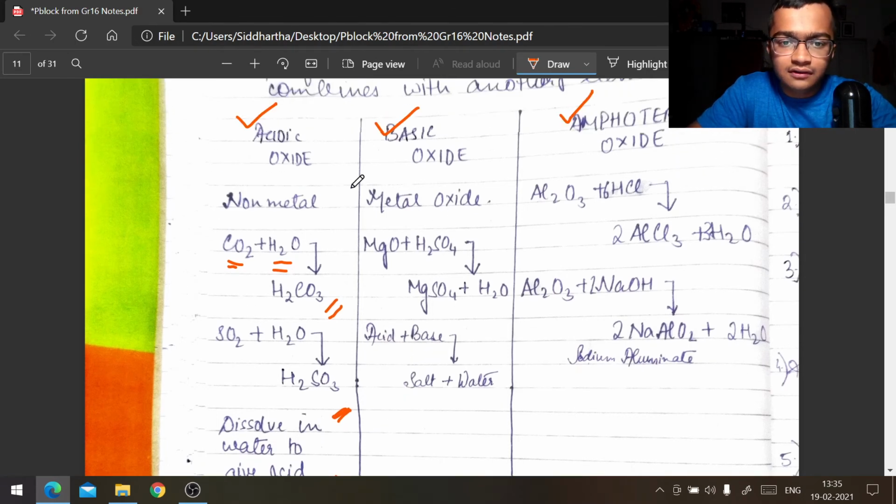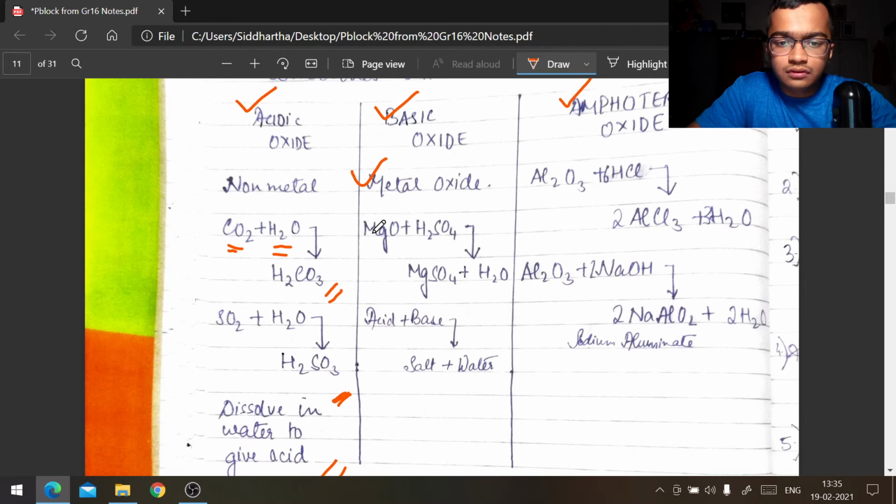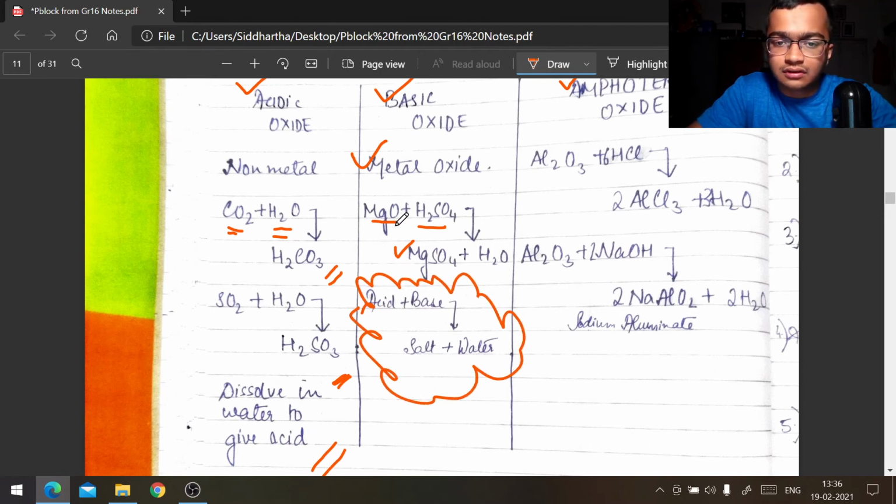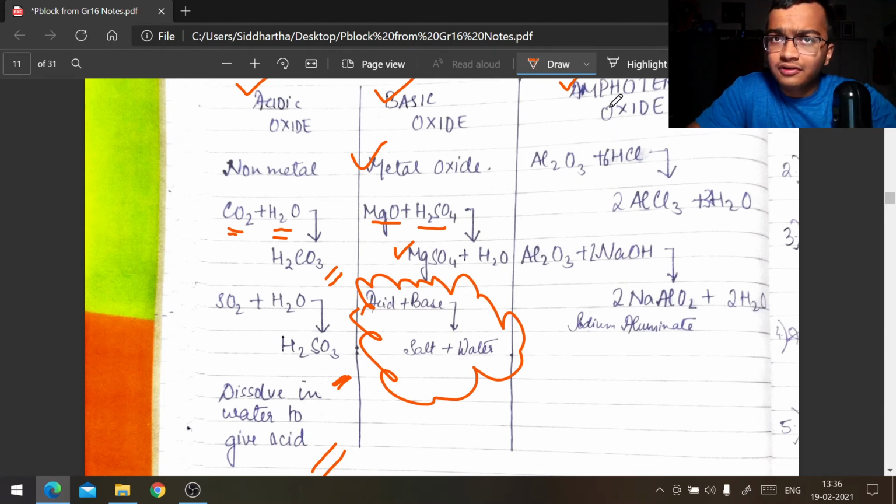Similarly, if you see the metallic oxides, MgO, the magnesium oxide, reacts with H2SO4 to give MgSO4 and H2O, which is a basic oxide. This is a sort of titration, where acid and base give salt plus water. We know metallic oxides are basic oxides, right? Amphoteric oxides have properties of both acid and base. Here Al2O3 with HCl gives AlCl3 plus H2O.